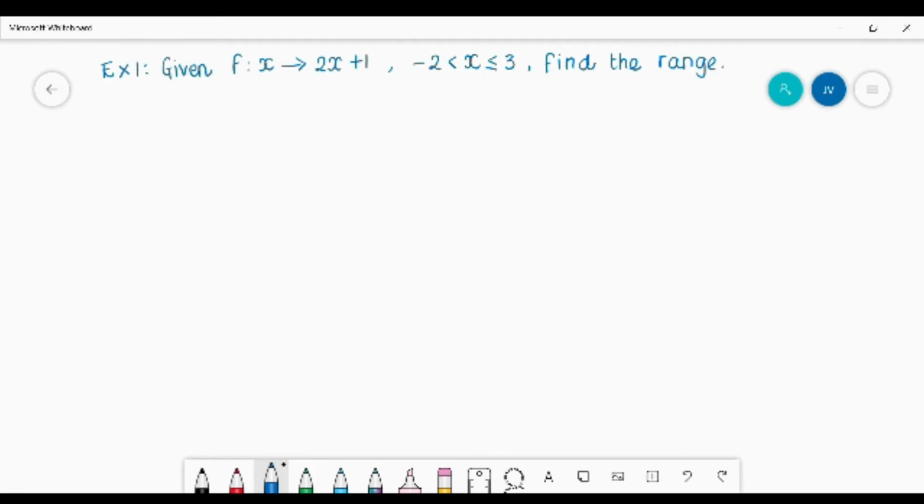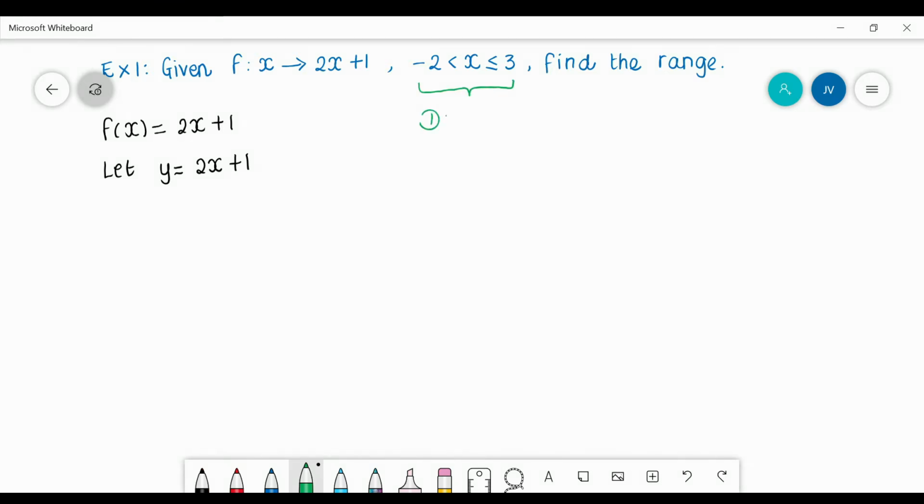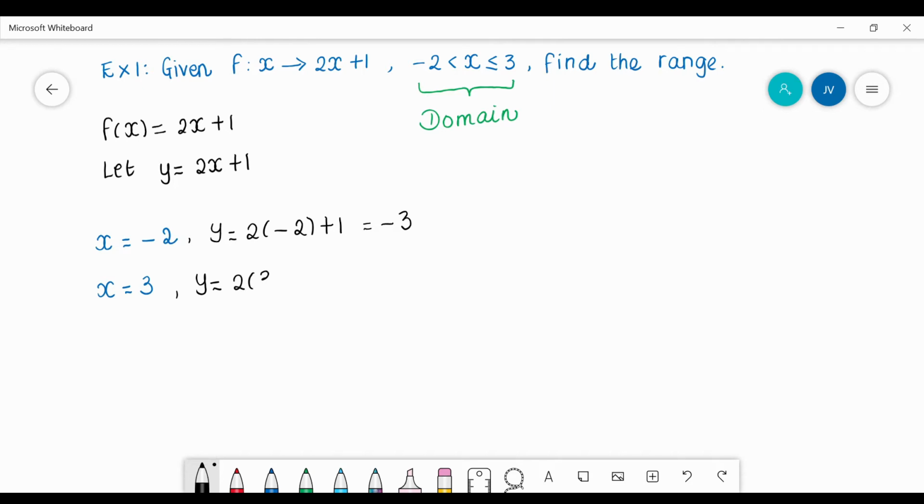Example 1. Given f maps x onto 2x plus 1, for x is between minus 2 and 3. Find the range. f of x is equal to 2x plus 1. Let y is equal to 2x plus 1. To be able to sketch our graph, we need two coordinates. Let's use x is equal to minus 2 and x is equal to 3 from our domain. When x is equal to minus 2, y is equal to 2 times minus 2 plus 1, which is equal to minus 3. And when x is equal to 3, y is equal to 2 times 3 plus 1, which is equal to 7. So we have two coordinates, (minus 2, minus 3) and (3, 7).